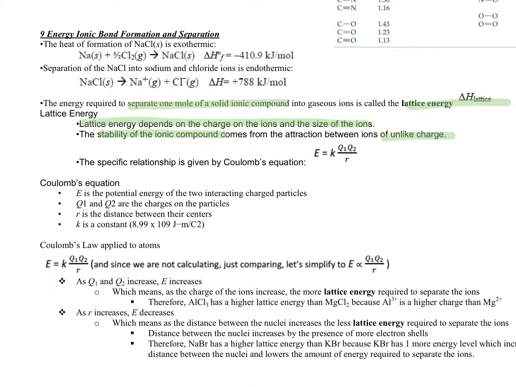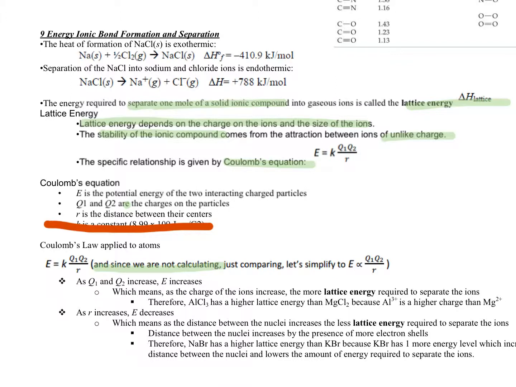So positives and negatives. Specifically, we're going to talk about Coulomb's equation. And these are all of our units for each of the different variables in Coulomb's equation. However, you do not need to know that because we do not calculate with Coulomb's law.